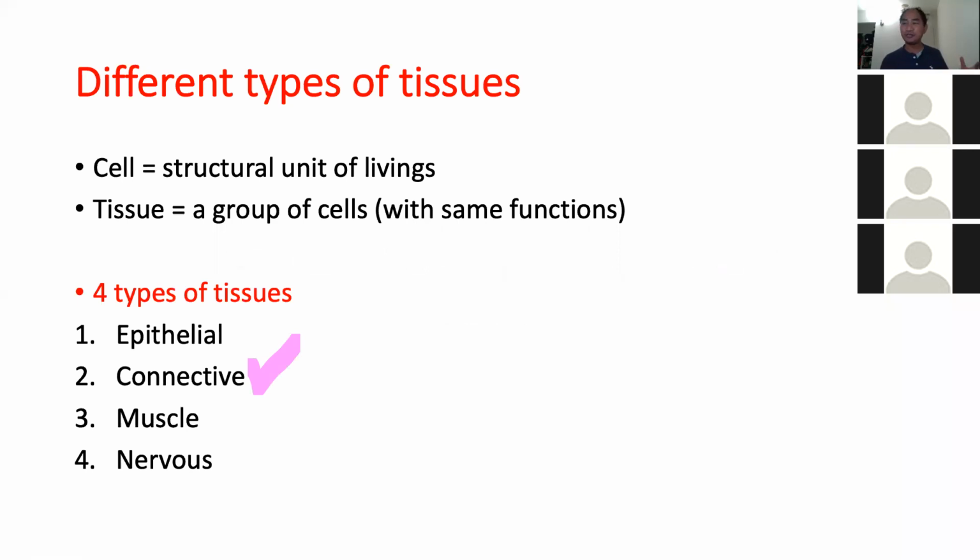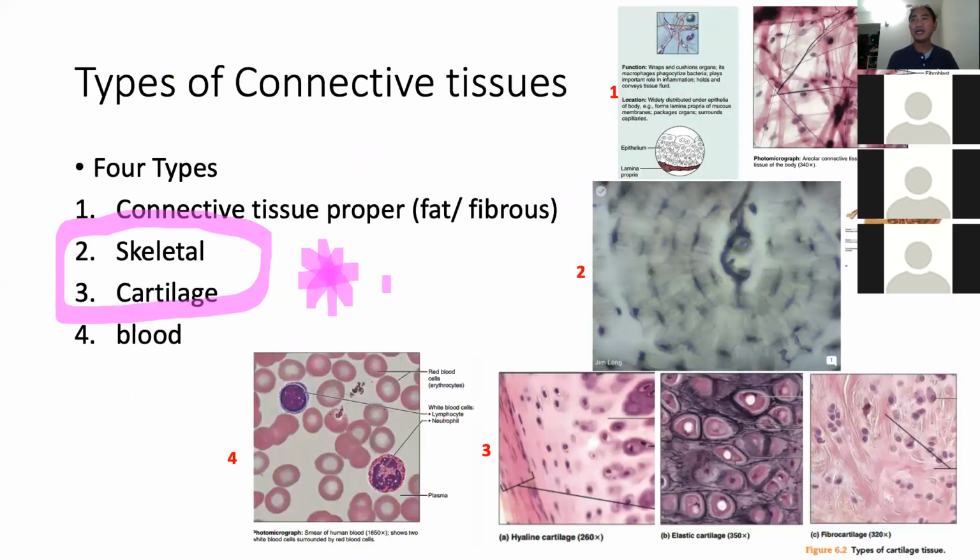So cell and tissue, I think you are bored of this page already. It's too much for you guys. You know this easily, even in the middle of the night: 4 types of tissue. And 4 different types of connective tissue: connective tissue proper, skeletal tissue, cartilage tissue, and blood. So don't forget, our blood is a form of connective tissue.